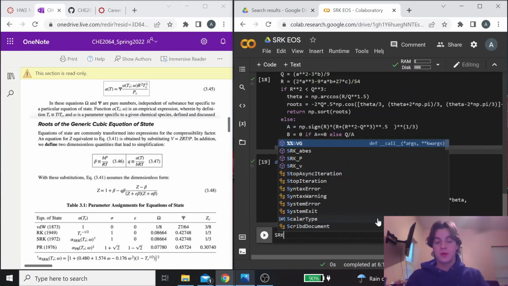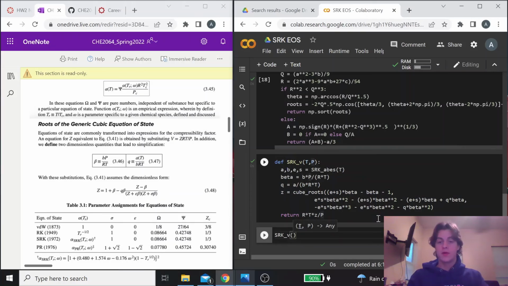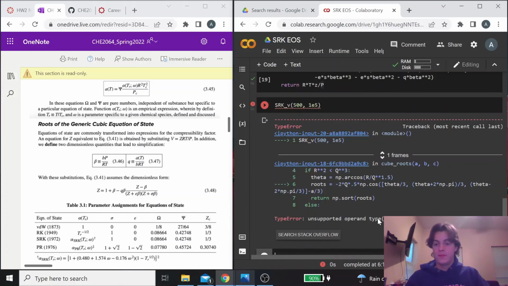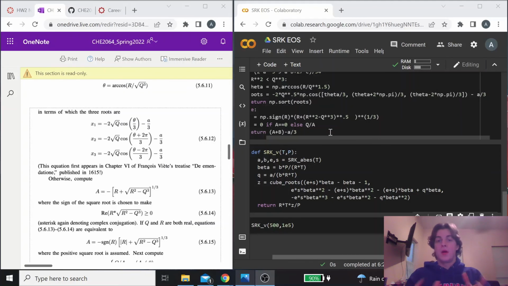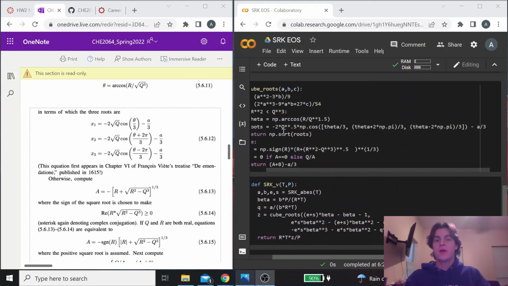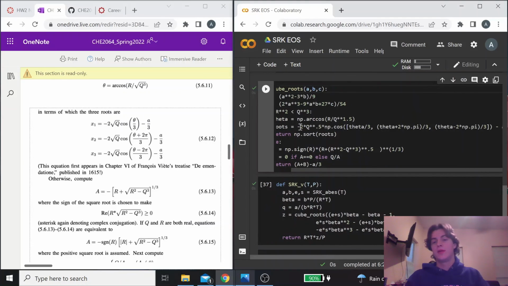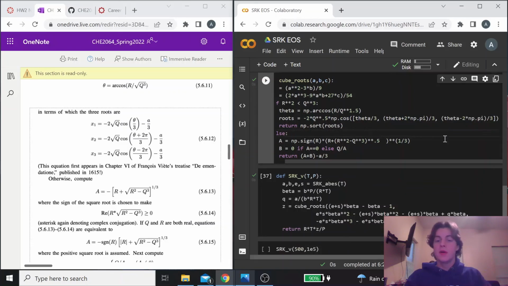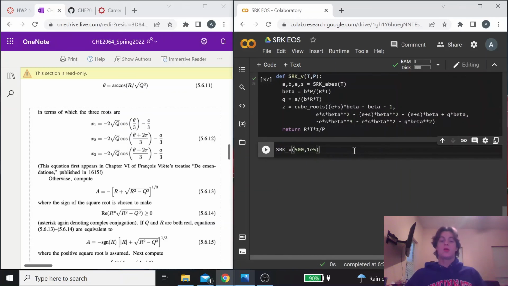So now let's see if it works. So SRKV will have a temperature of 500, and let's say the pressure is 1 atmosphere. It looks like I have an issue. Alright, so now I had the error in my code sorted out. I had an issue just typing in the equation for the roots right here. Now that that's solved, let's run the code and see if we get the correct values, right?